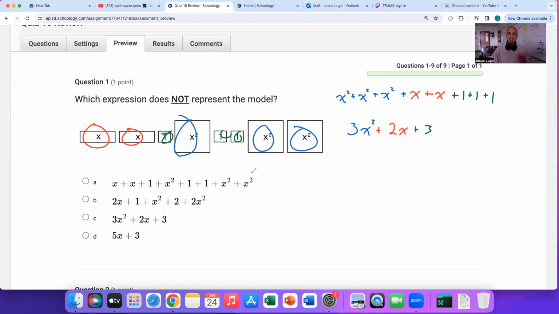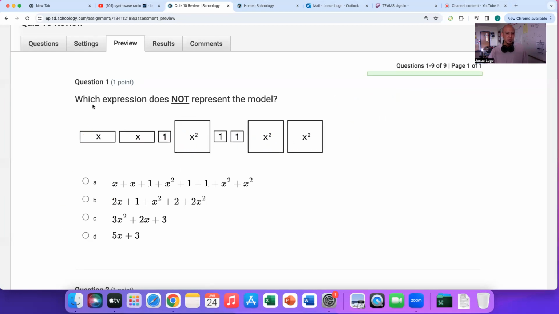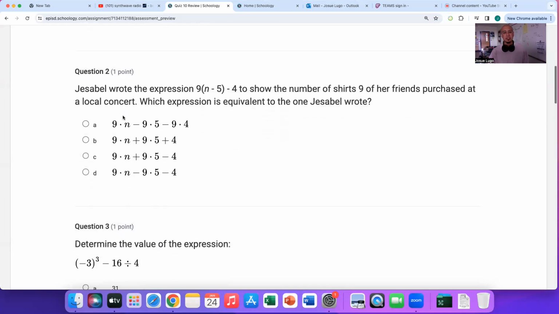All right, so they may not look exactly like these, but 3 of these choices will have the same meaning as either of these 2. There's one that does not represent that model, and it is up to you to figure out which one that is. All right, I'm going to be moving pretty quickly, so let's go on to the next one.